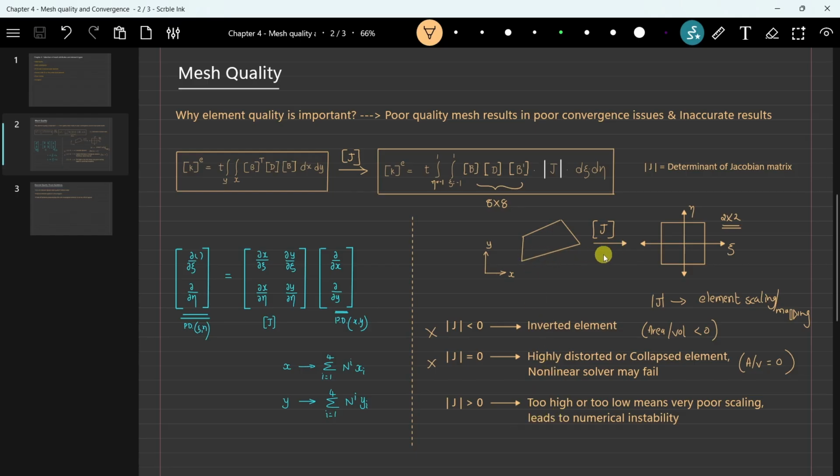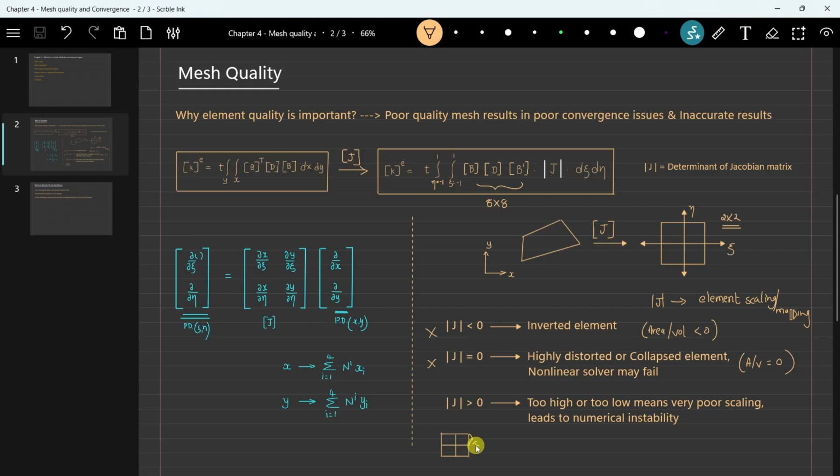The scaling is very poor. For example, if we have four elements, and there is one element which is highly distorted, and for this element the Jacobian is either too high or too low. In this case, the transition of the Jacobian is very abrupt from one element to another.